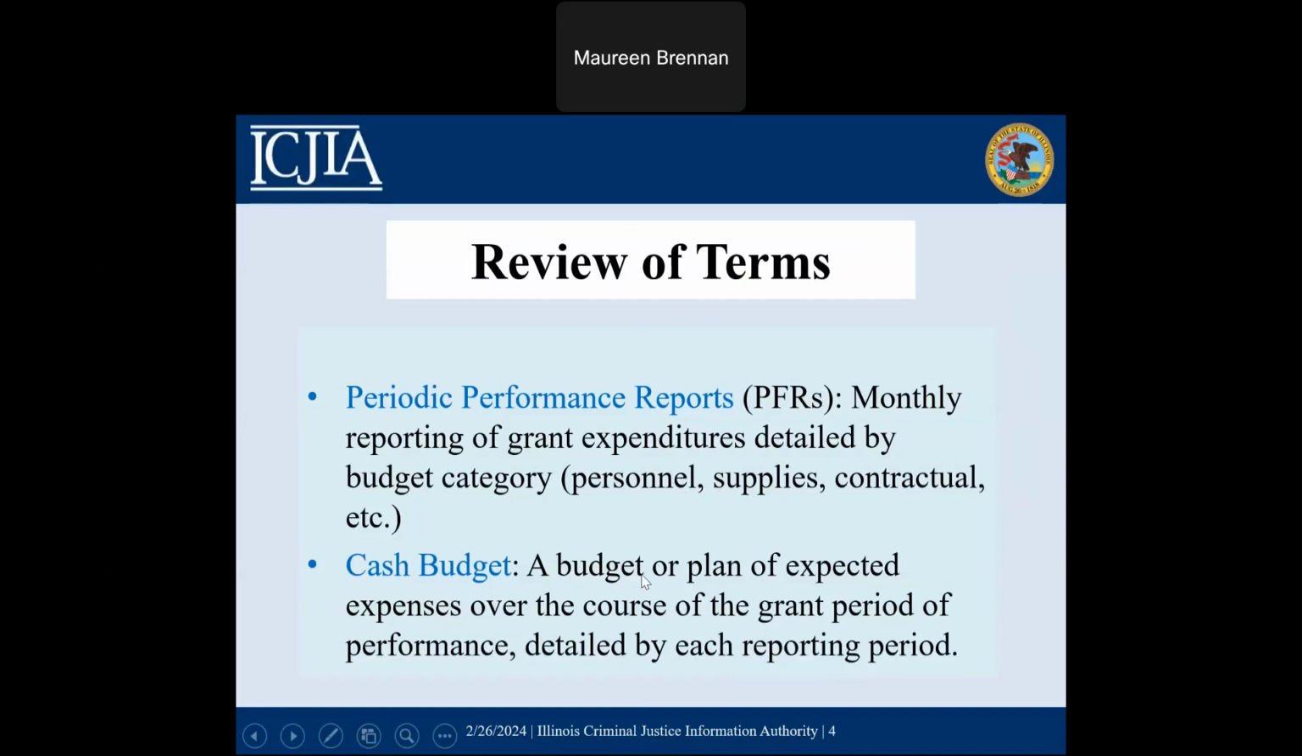I'll also refer to a cash budget. That's a budget or a plan of expected expenses detailed over the course of the expected grant period of performance. So for each month in the period of performance, we'll expect you, in your cash budget, to project what your expenses will be in each budget category.